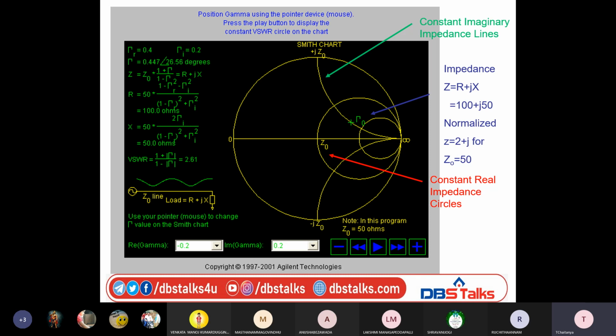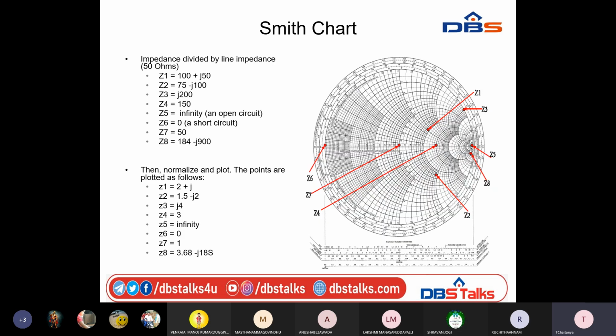So 2 plus j is here. So this is the point representation of the impedance on the Smith chart. Next, here we are giving different types of impedances: 100 plus j50, 75 plus 75 minus j100, 0 plus j200, 150 plus 0. So these are all the impedance values.